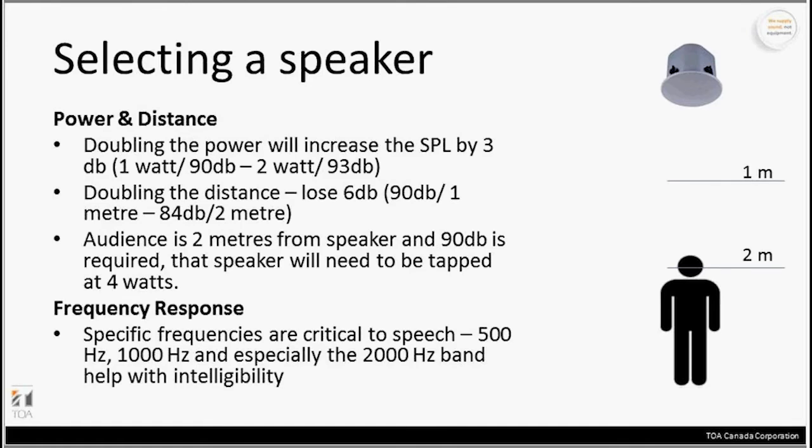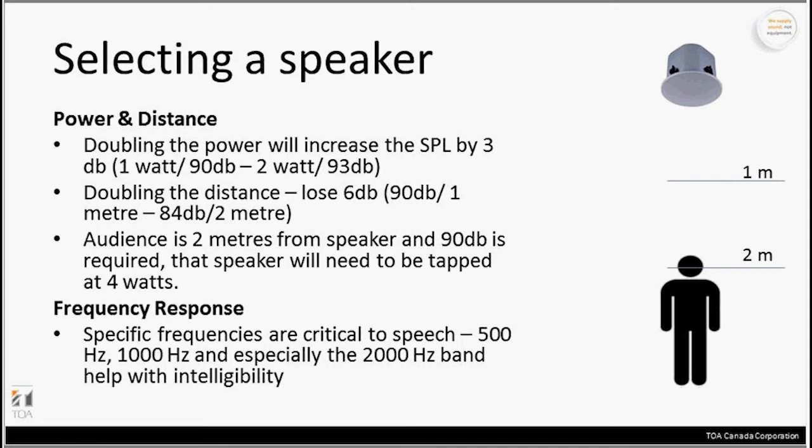Let's keep that slide in mind, 90 decibels at 1 watt at 1 meter, because we're going to be talking about power and distance. These formulas are really good to remember. If you write anything down, I would write these down for sure. Power. Doubling the power will increase the SPL by 3 decibels. So if in the previous speaker we had 1 watt going to the speaker and it was producing 90 decibels at 1 meter, if we sent 2 watts, it would produce 93 decibels at 1 meter.